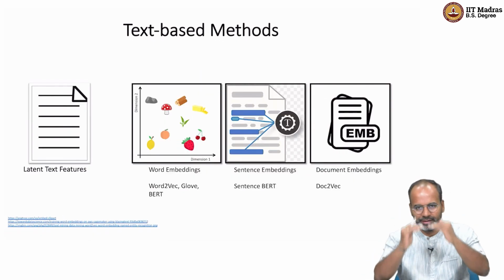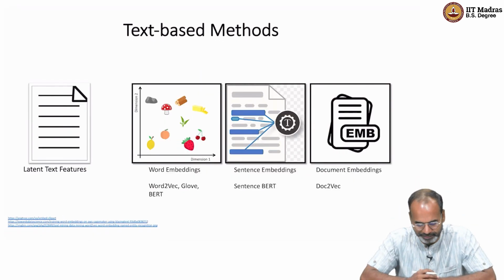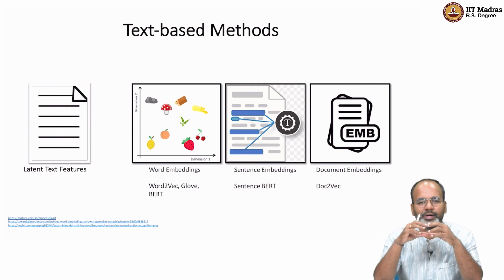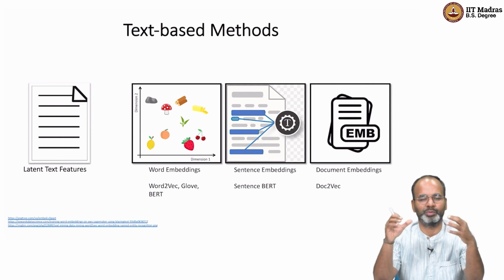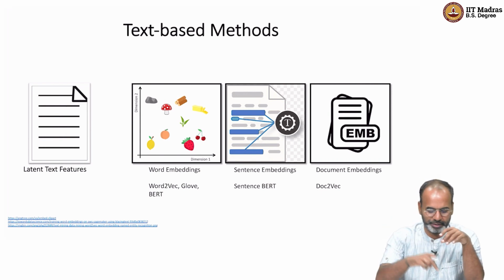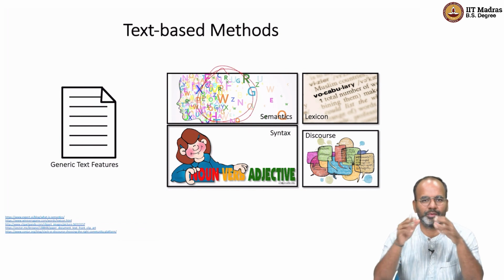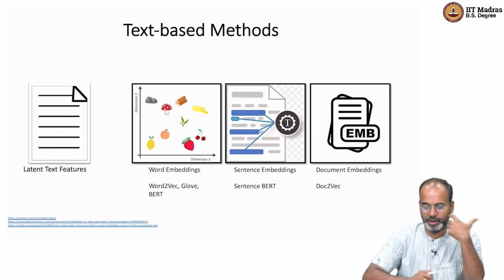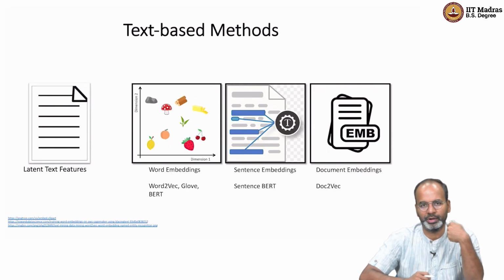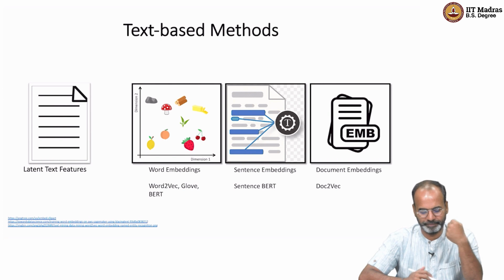Let's get to the next level, which is latent text features. Text features could be just the simple number of times a word is appearing. If you go back and look at this, this could be thought of as just a frequency count of the words that appear in the post. But now we'll look at something more involved.